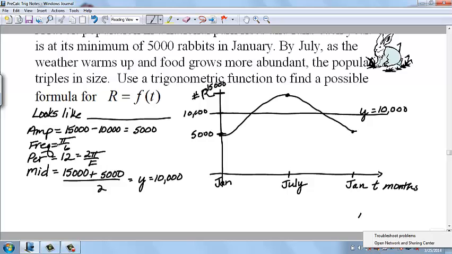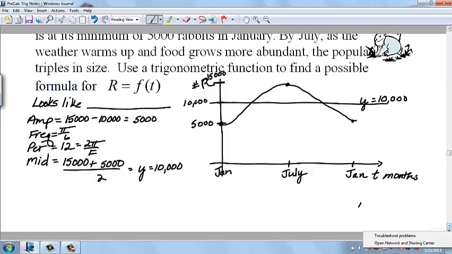So now I have an equation for my rabbits. What does this look like? It looks like a negative cosine because it's starting low. That's important, sorry, I didn't mean to skip that. So now the number of rabbits equals negative 5,000 cosine of pi over 6 t plus 10,000. So now there's your equation.